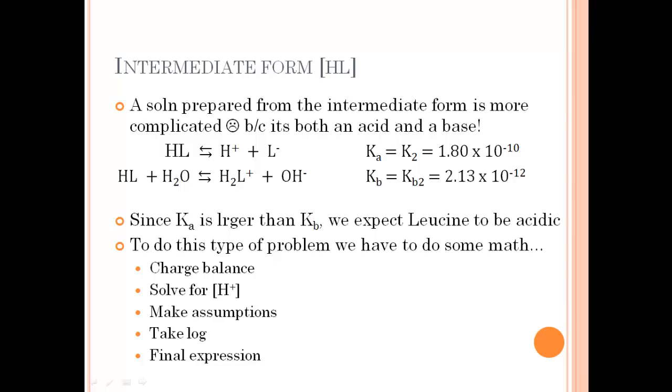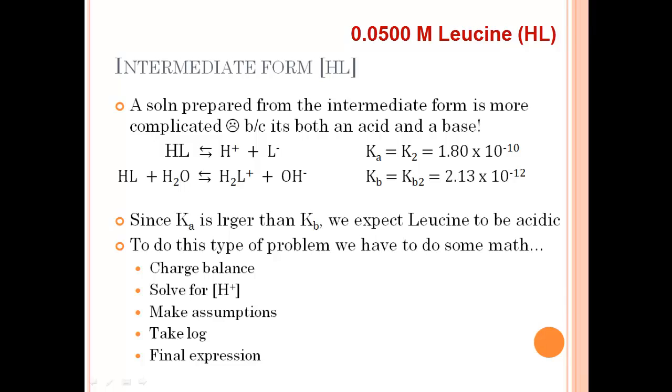Charge balance is not discussed really in this chapter, but all it says is that the sum of the positive charges in the solution must equal the sum of the negative charges. So the problem originally from our last video said that we had 0.0500 molar leucine, in which both of the reactions can happen, this Ka and the Kb. So what's the charge balance?